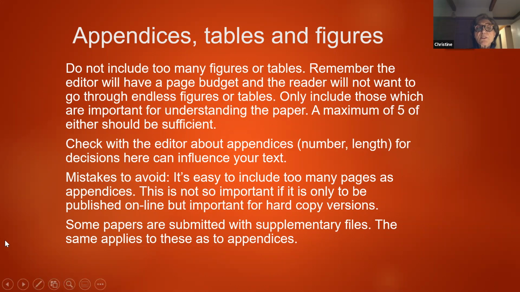Some papers are submitted with supplementary files, and the same applies to these as to appendices. So again, I would just check with the editor, and they'll let you know too. All right, next slide, please.